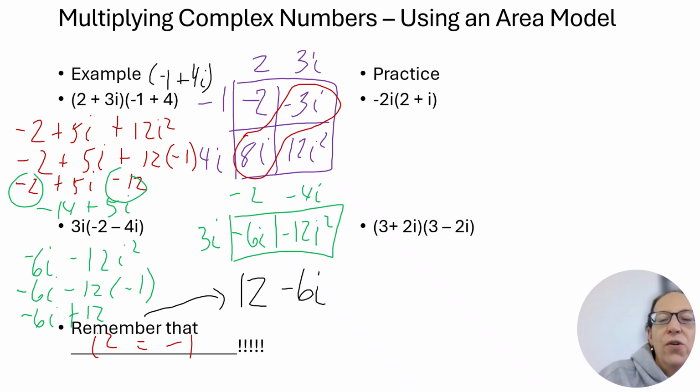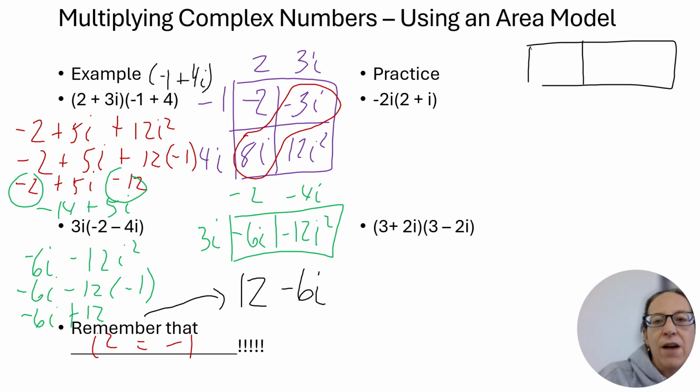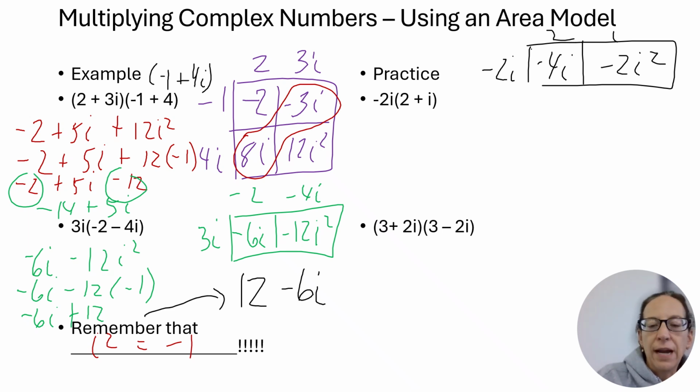Okay, so let's take a look at this first one. If we do this with the area model, we have 2 plus i across the top and negative 2i on the side. So this would be negative 4i, and this would be negative 2i squared. Now, what a lot of students do, and which you are more than welcome to do, is when they go to rewrite this, they'll have negative 4i minus 2, and then we know that the i squared is negative 1.